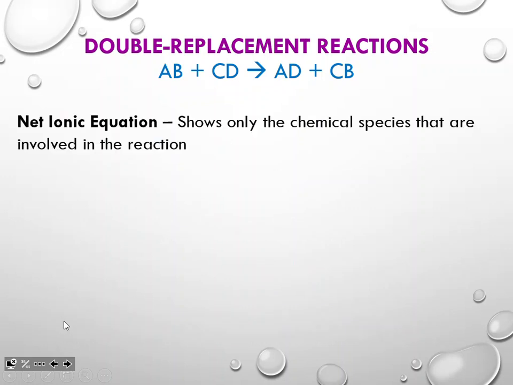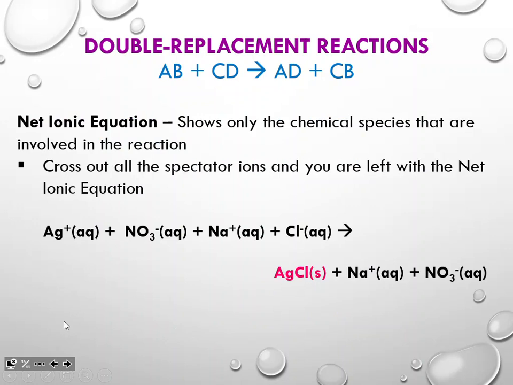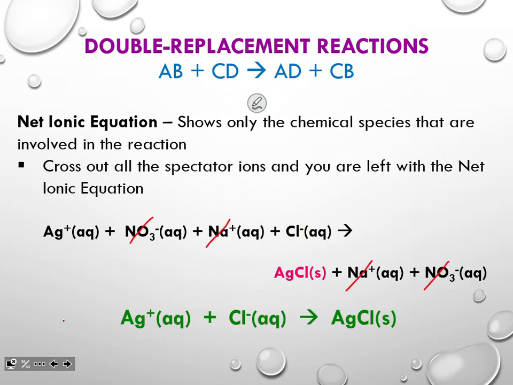So the net ionic equation is what we care about. We want to know which ones are actually doing the reacting, which ones are forming new bonds. Looking at this, we would cross out our spectators, nitrate and sodium, and what we would be left with is the actual ions that are reacting, the silver and the chloride, forming the new substance, silver chloride, a precipitate. We're going to do a lot of practice with this in just a minute, writing out complete net ionic equations.